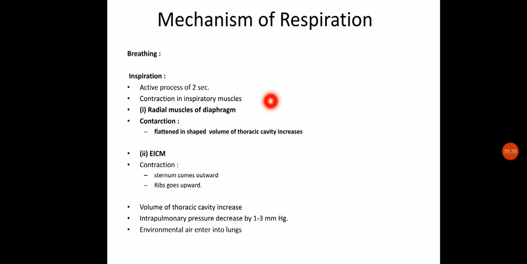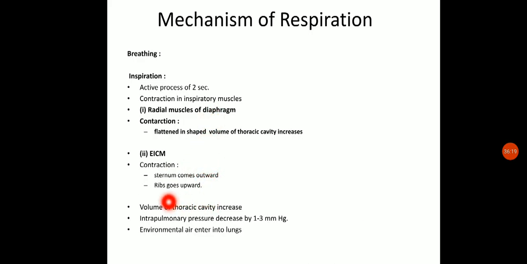Again, let us see. It's a type of active process which involves the contraction of two inspiratory muscles. Which are these muscles? The first is the radial muscles of the diaphragm, which get contracted and then flattened, due to which the volume of the thoracic cavity will increase. At the same time, the external intercostal muscles will also get contracted, due to which the sternum comes outward and the ribs go upward, so again the volume of the thoracic cavity will increase due to contraction of both these muscles.